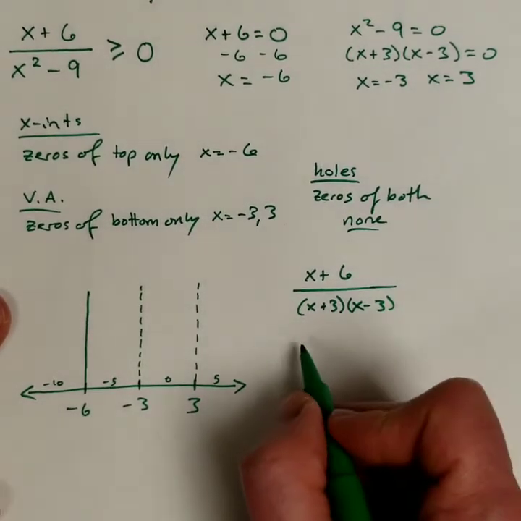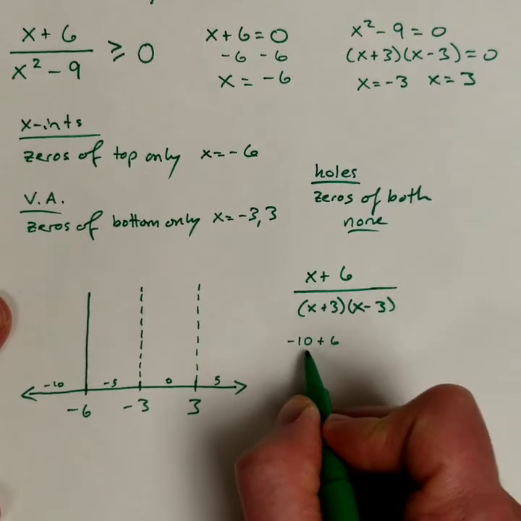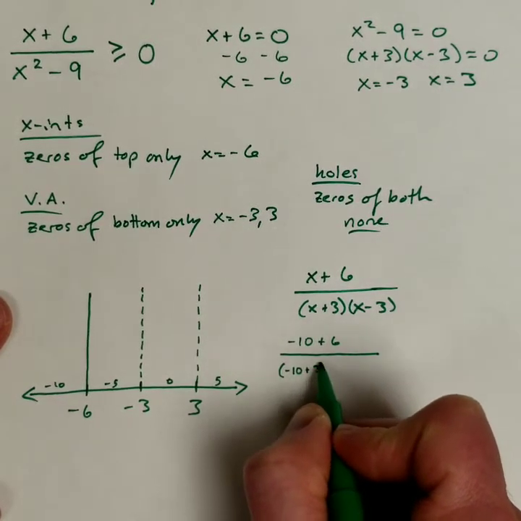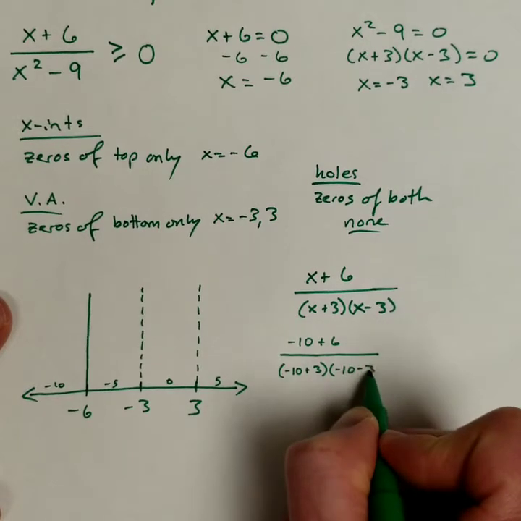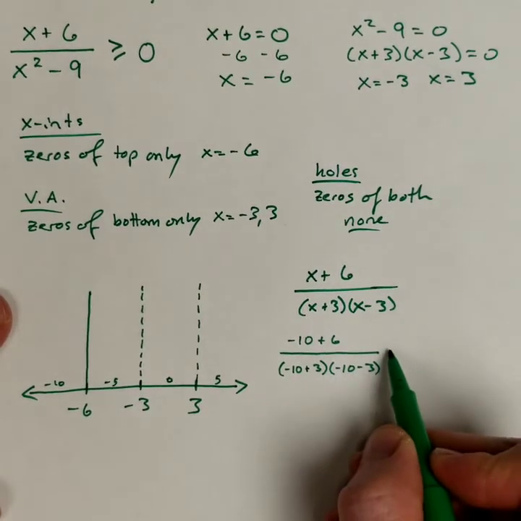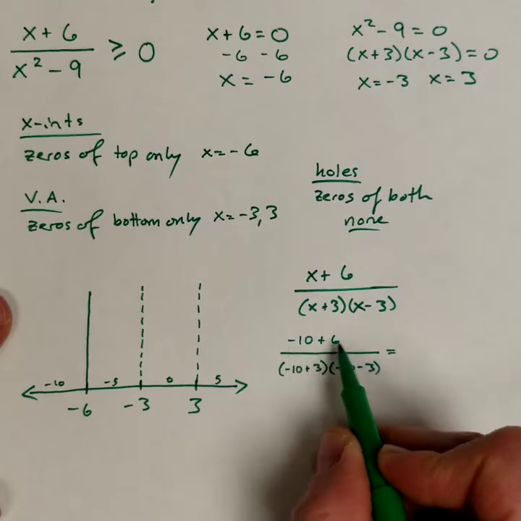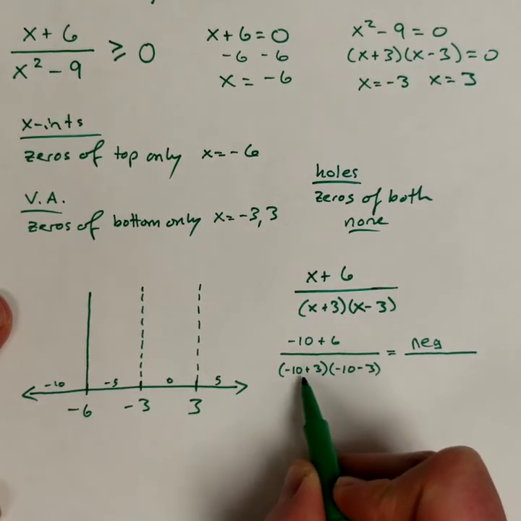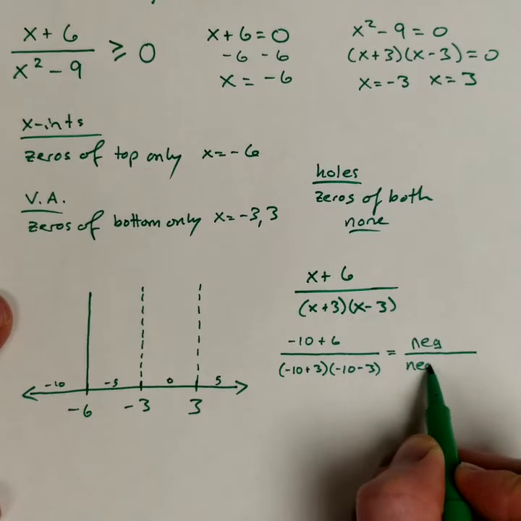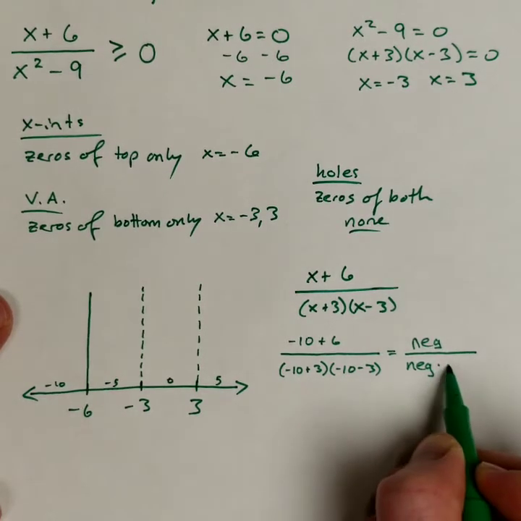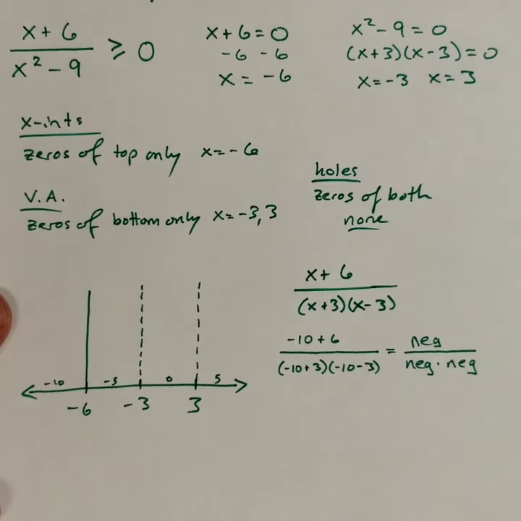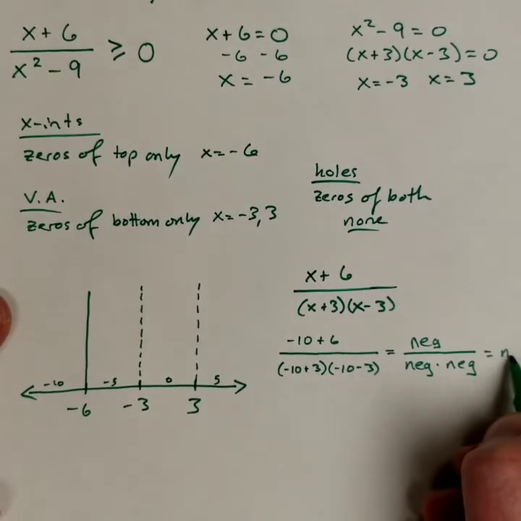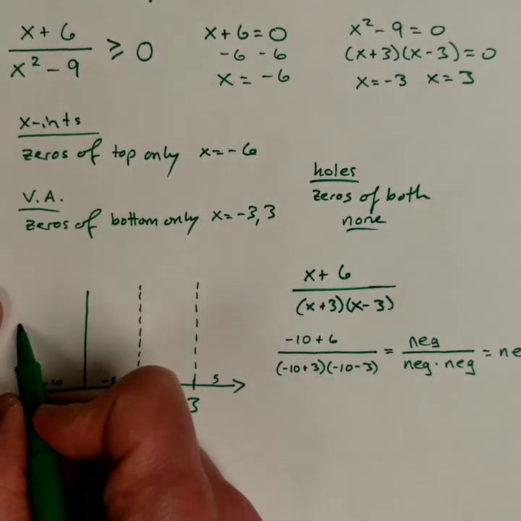Let's go with the negative 10 first. Negative 10 plus 6 on top. Negative 10 plus 3 on the bottom. Negative 10 minus 3 on the bottom. The top is definitely negative. The bottom here is negative, and this one is negative, right? All three factors end up negative when you plug in negative 10. Three negatives make a negative answer.